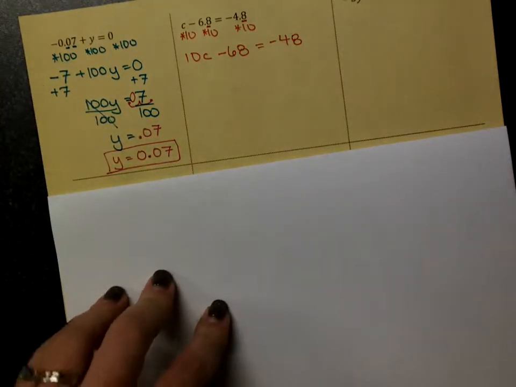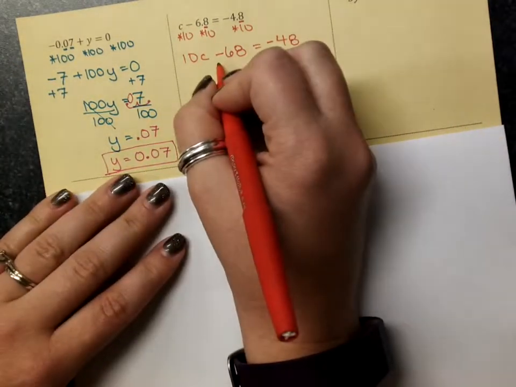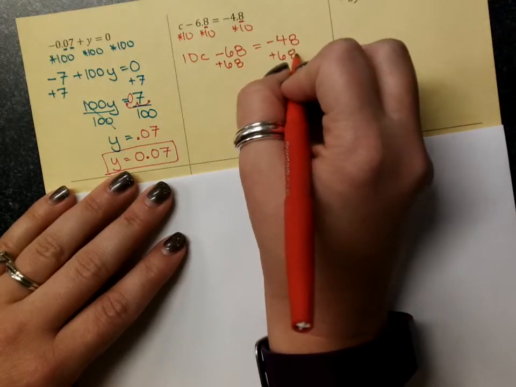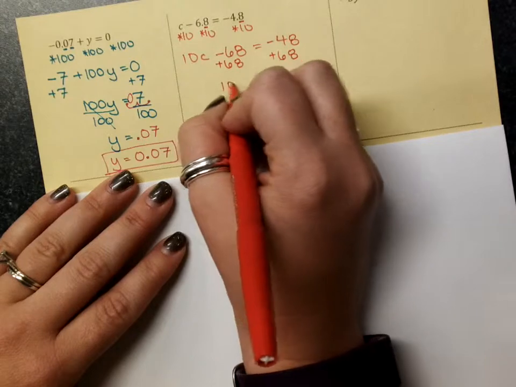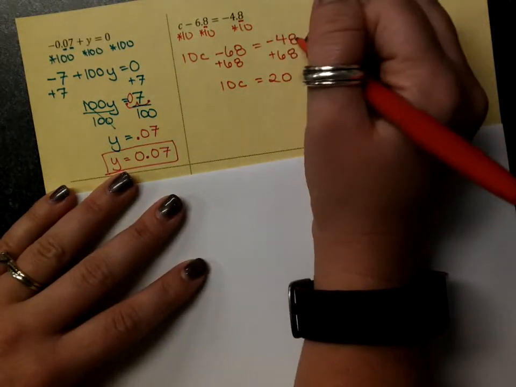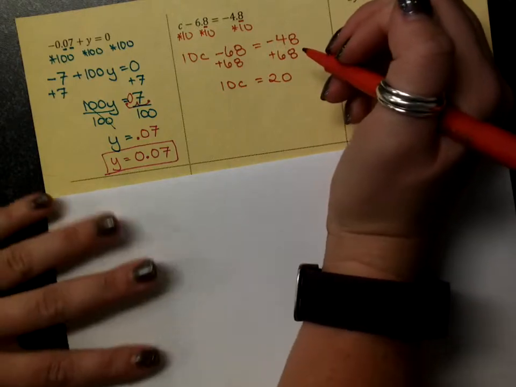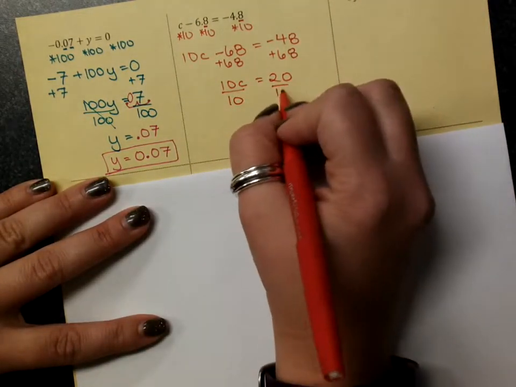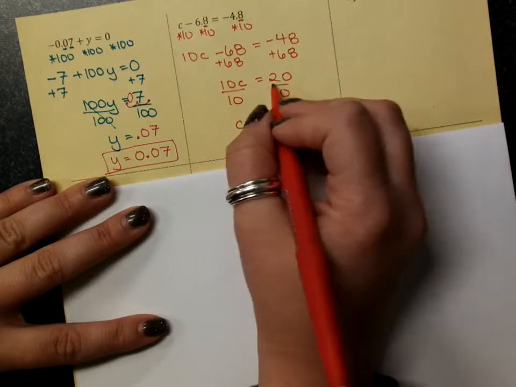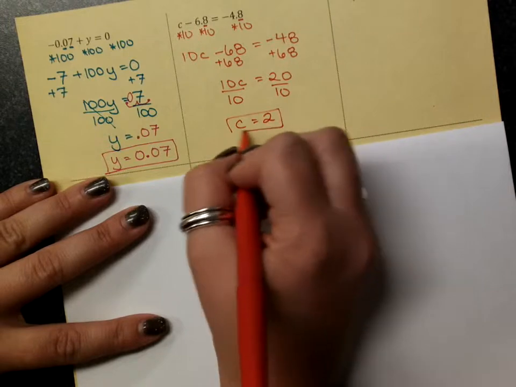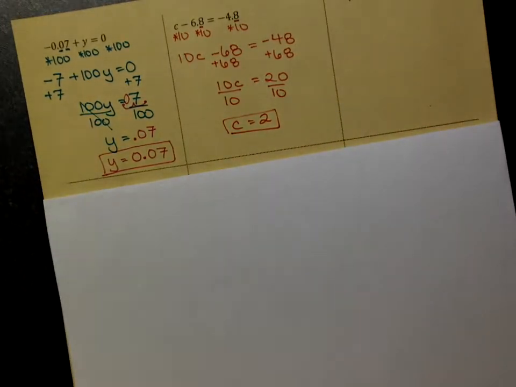From there, we're going to add 68 to both sides using our solving skills. That gives me 10c equals 20. So negative 48 plus 68 is positive 20. Divide by 10, divide by 10. These are all nice numbers, so 20 divided by 10 is positive 2. c equals positive 2.